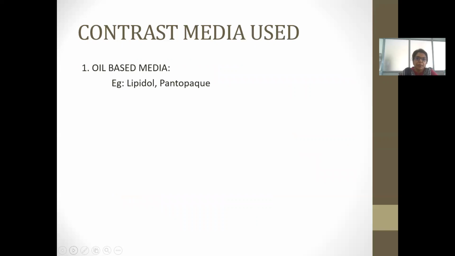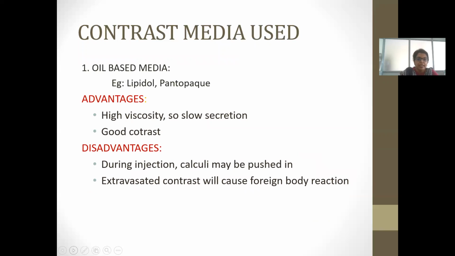The contrast media mainly used are the oil-based media, mainly Lipiodol and Pantopaque. The advantage of using an oil-based medium is that since it has a high viscosity, it has a slow secretion rate, and it gives good contrast. Whereas the disadvantage is that, again due to the high viscosity during injection, calculi may be pushed in, and the extravasated contrast may also cause a foreign body reaction.